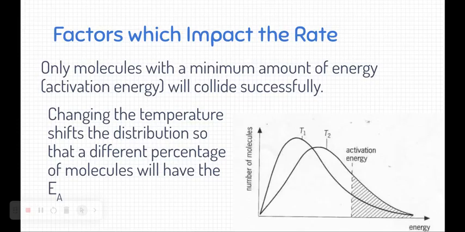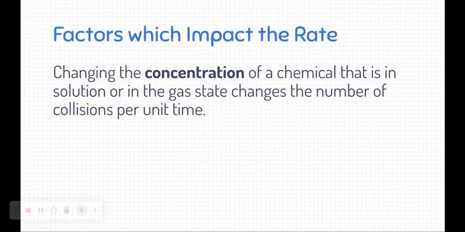Consider the diagram on the right. In this case, temperature 2 is a higher temperature than temperature 1. So you can see here that the curve has shifted to the right. As a result, the area under curve 2 at T2 is greater than the area under T1 above the activation energy line. So there's going to be more particles at temperature 2 with the activation energy. The next factor that we will consider is changing the concentration.